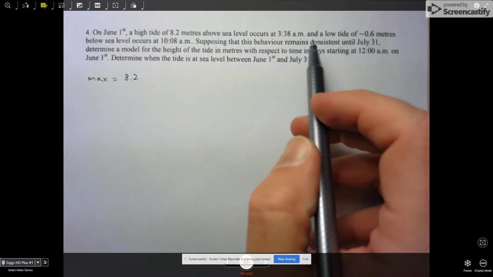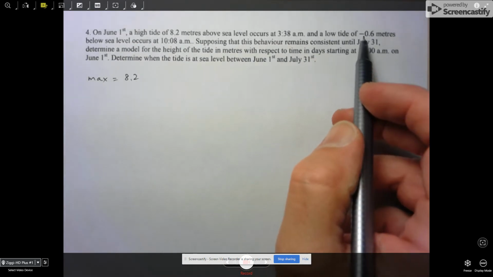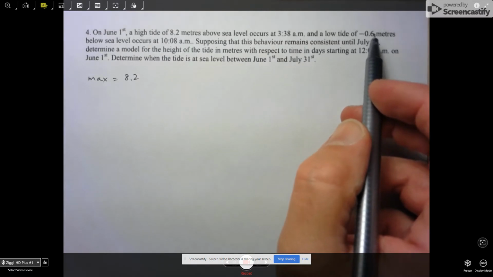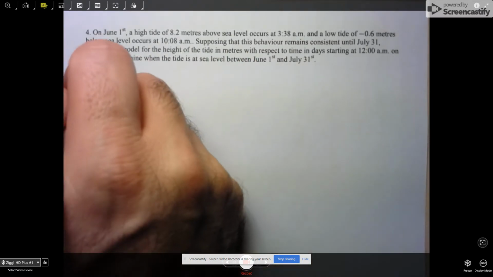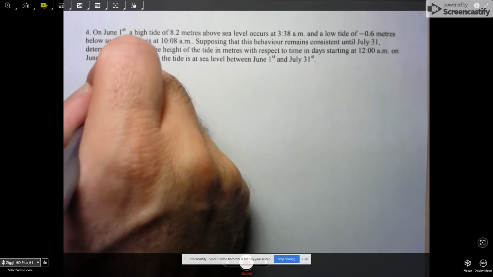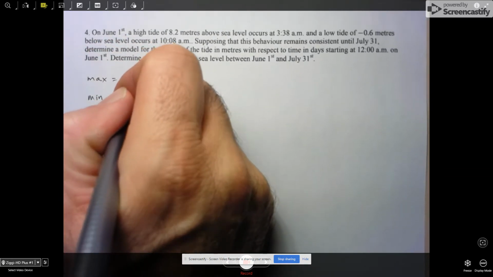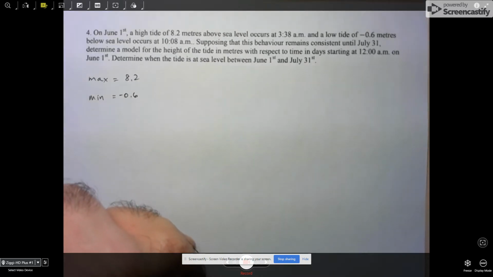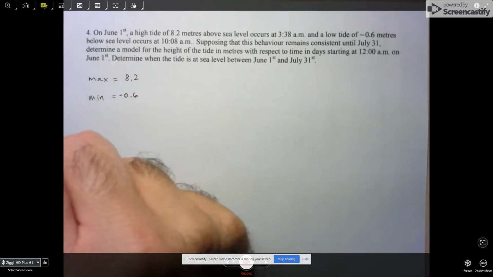A bit of a typo here, I would say, since low tide is negative 0.6 meters, that would mean below sea level. Then I say below sea level again, so really that just means 0.6 below sea level. So a little typo there, so it should be just negative 0.6. Okay. So from here, we can calculate our A and our C values.